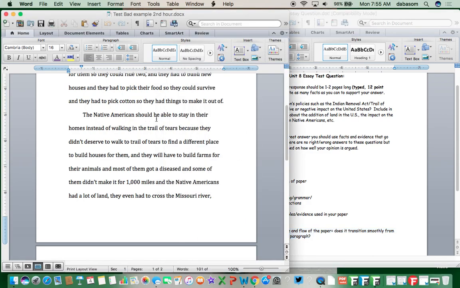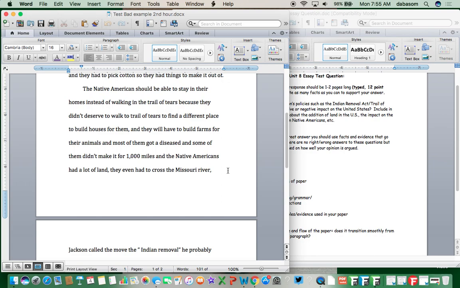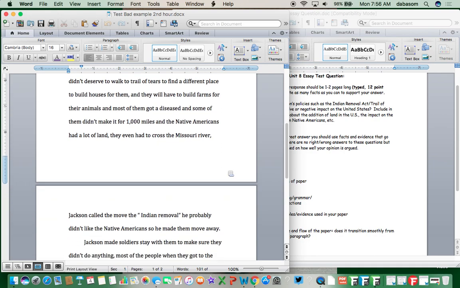The Native American, it should be Native Americans, should be able to stay in their homes instead of walking in the Trail of Tears because they didn't deserve to walk to Trail of Tears to find a different place to build houses for them, and they will have to build farms for their animals, and most of them got a diseased, and some of them didn't make it for 1,000 miles, and the Native Americans had a lot of land, and they had to cross the Missouri River.